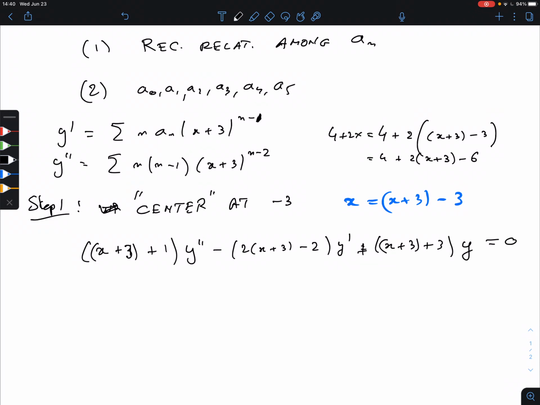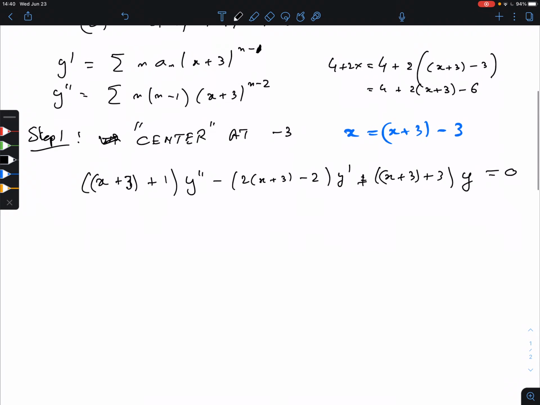Equals 0. What we did is center it at negative 3, in other words, write it as polynomials in x plus 3. That's what I mean with that sentence. So step 2 is now to plug in. Do this first, otherwise you're not going to find your recursion relations.